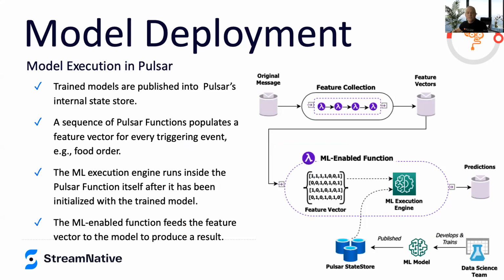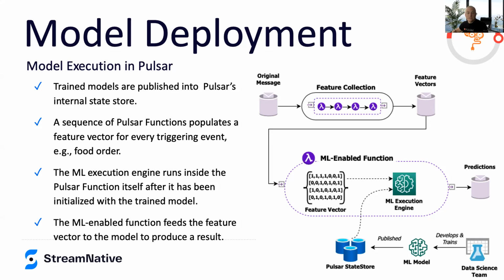So let's take a look at how that works inside of Pulsar functions, and my Pulsar function supports all 4 of those. So in the lower right side, you can see the data science team develops and trains the model using the process we discussed earlier throughout the talk, right? They go through the selection, the training, they have a model that they think is ready to go. They can publish that to the Pulsar state store using a command line, which we'll see shortly. That automatically makes it available to any Pulsar function within that same namespace, that it can then be fed to the machine learning execution engine.